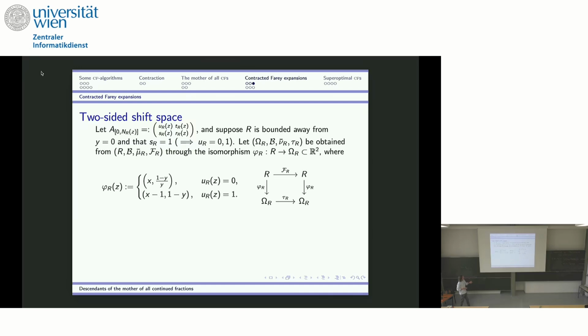Now we define a map phi sub r from the region that we're inducing on to the plane, depending on whether this top left entry is 0 or 1. So it has two different maps. This map is injective off of a set of measure 0, so we can use it to obtain an isomorphic dynamical system. We just push everything through this injective map. So our isomorphic dynamical system will be denoted omega r, B, nu bar r, tau r via this commutative diagram.